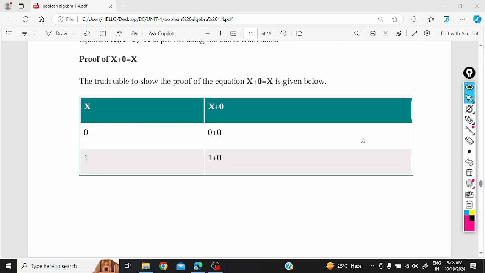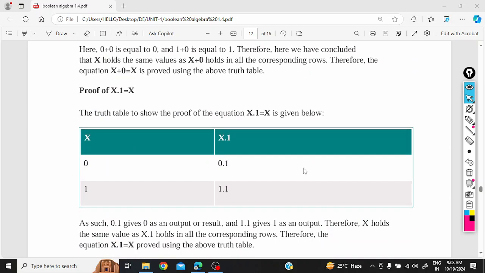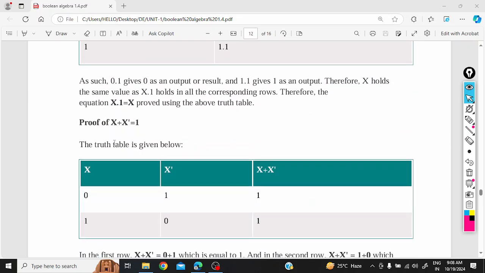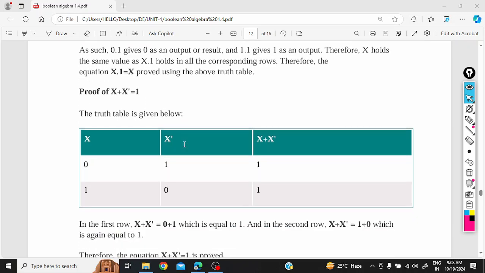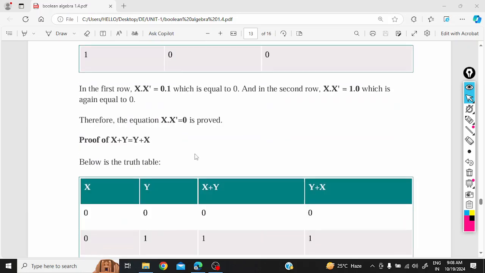Let's see the other ones. Now X plus 0 is always X. Next, X dot 1 will always be X. So this is one proof. X plus X bar is always 1. X plus X bar is 1. Now X dot X bar will be 0 in this case.